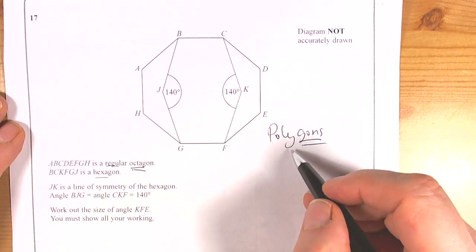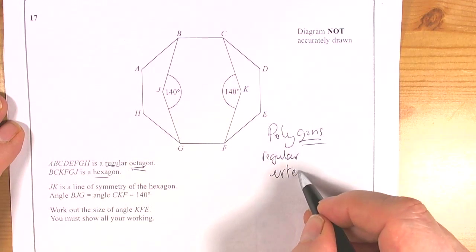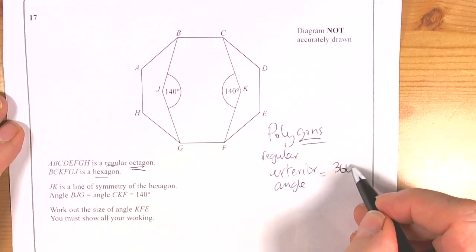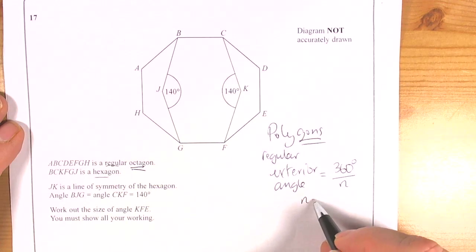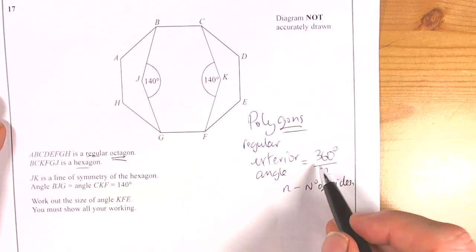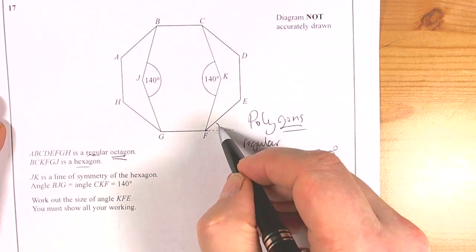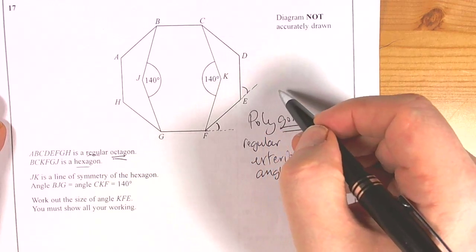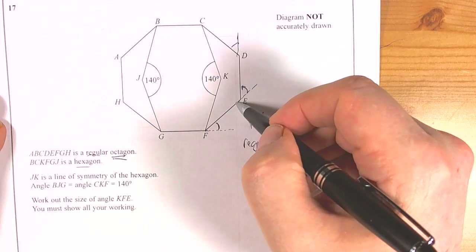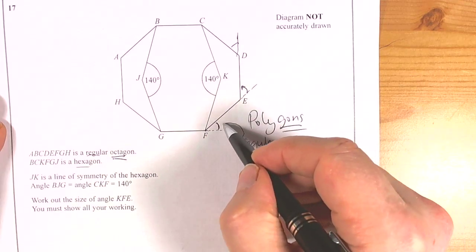hexagons and so forth, then we should be asking ourselves, if they are regular, then the exterior angle of any regular polygon is equal to 360 degrees divided by n, n being the number of sides. So we've got an exterior angle, which we can think of as this angle here, or that angle there, or that angle there. An exterior angle is the amount of turn you make to go from one side to follow the other side. So the exterior angles are going to be those ones there.